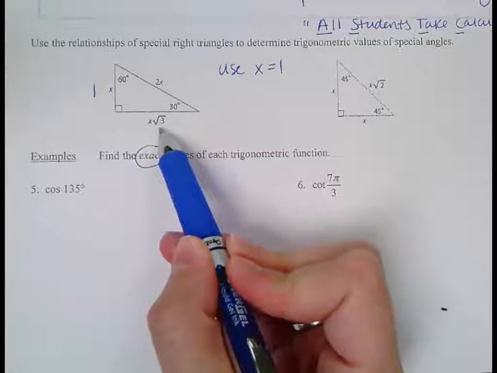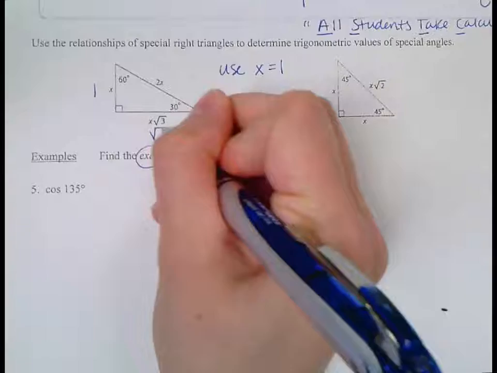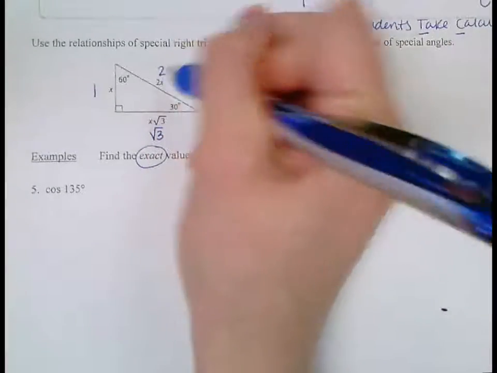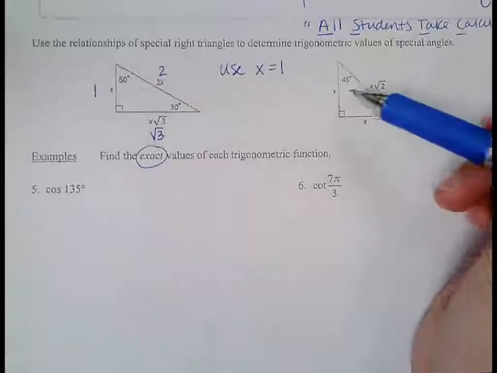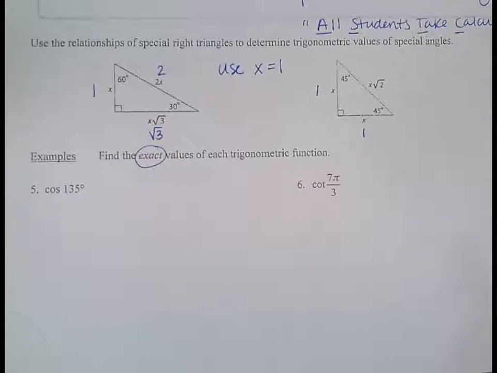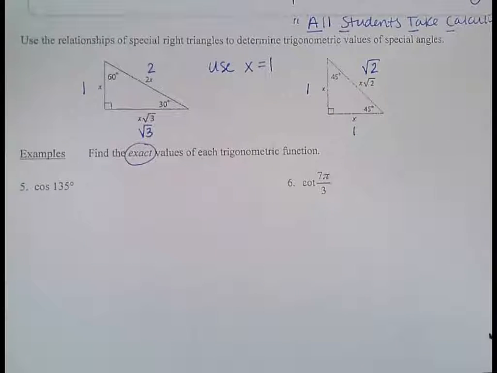X times the square root of 3 would just be 1 square root 3, so square root 3. 2 times x is 2 times 1, so that would just be 2. And then for the 45, 45, 90, the two legs would just both be 1. The hypotenuse would just be 1 square root 2, or just square root 2.